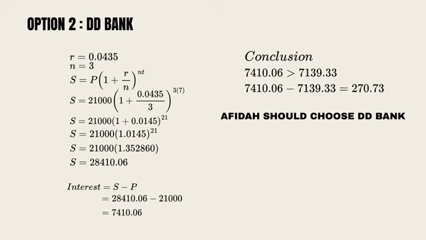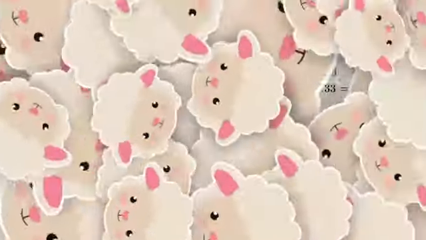28,412.69. To calculate the interest earned, 28,412.69 minus 21,000 equals 7,412.69. After comparing both options, DD Bank gives a higher future value and higher interest earned compared to CC Bank.